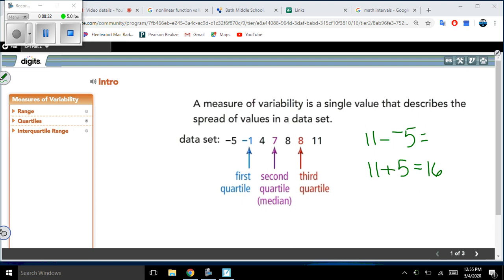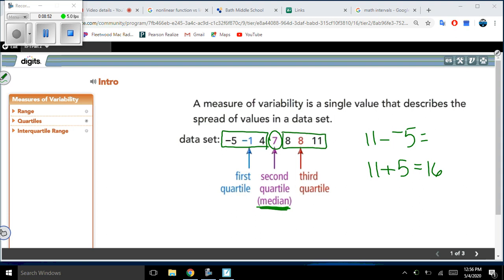And just to share with you how, since we have 7 data points, right here is the second quartile. The second quartile is also known as the median, okay? So if you find the median, you just found the second quartile. That leaves you with 3 numbers to the left of that and 3 numbers to the right of that.